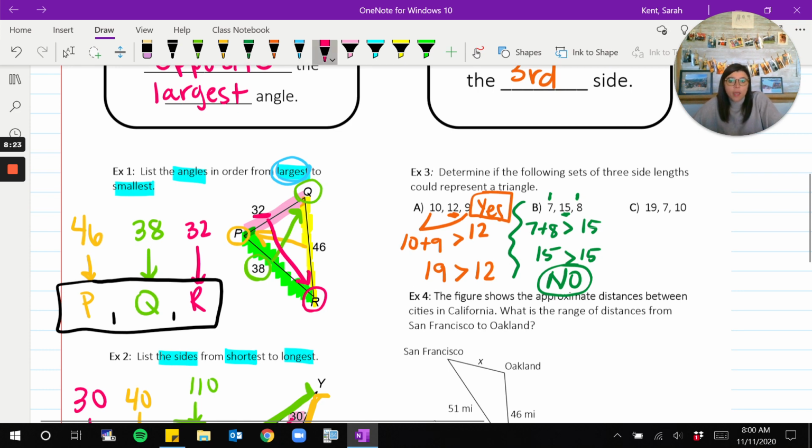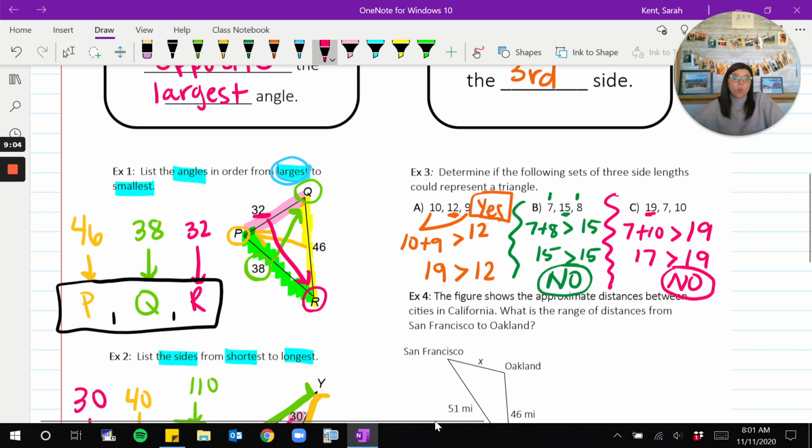And then we've got one more, choice C, and we have 19, 7, and 10. So if we look, 19 is our biggest, and then we have 7 and 10 as our others. So we want to see, is 7 plus 10 greater than 19? So 7 plus 10 will get us 17. And is 17 greater than 19? No, it is not. 17 is smaller than 19.